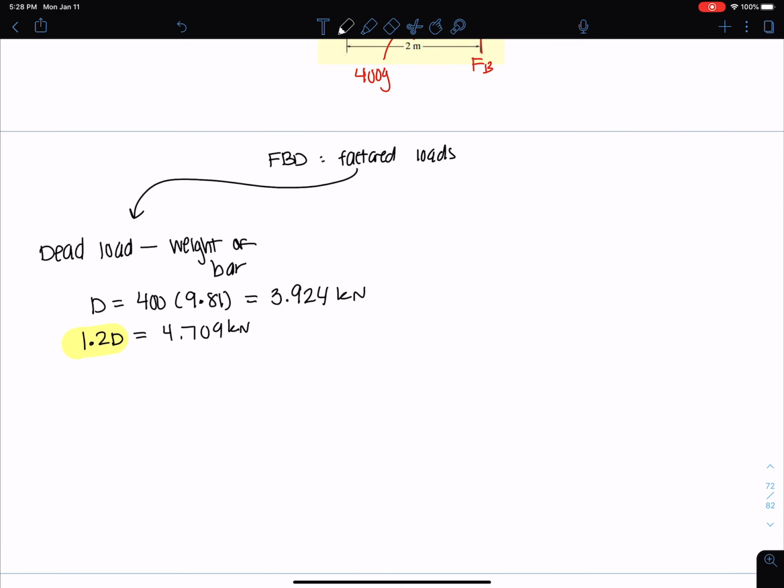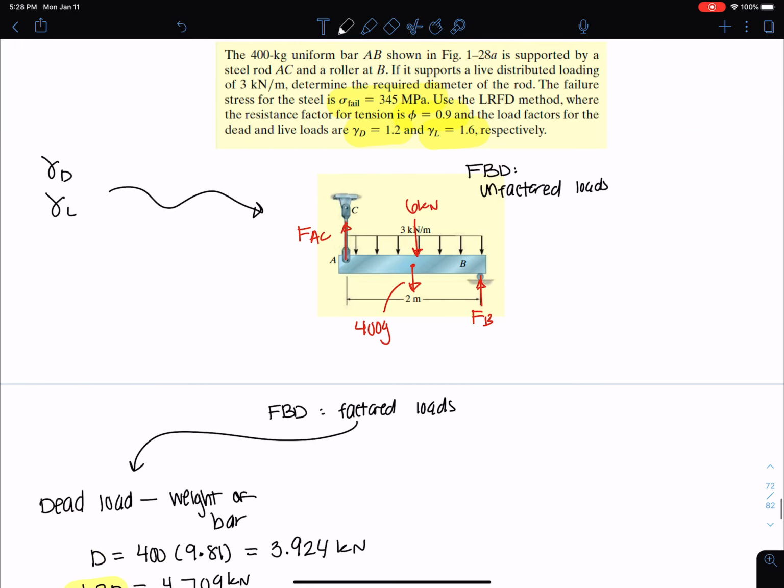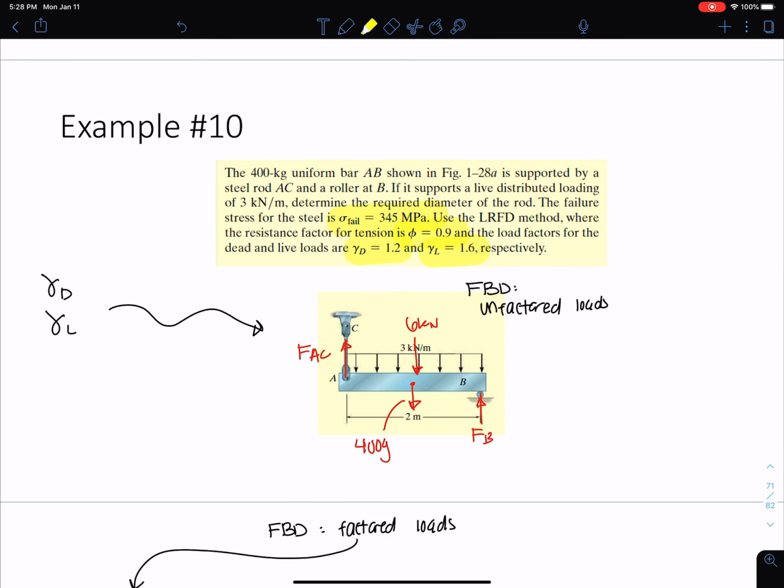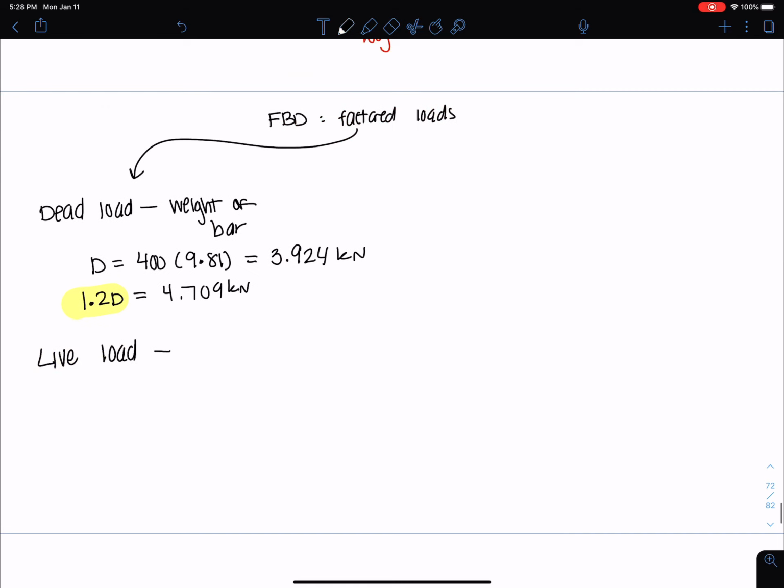Now the live load is, they're telling us in the problem, a distributed live load of 3. So I'm going to take that 3 and multiply it by the 2 to get the resultant. Or you don't even have to do this. You can do it with the 3 or with the 6, the resultant. It doesn't matter. I'm multiplying it by 1.6. So 1.6 times 6, I end up getting 9.6.